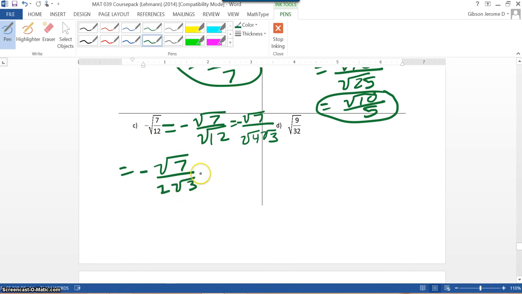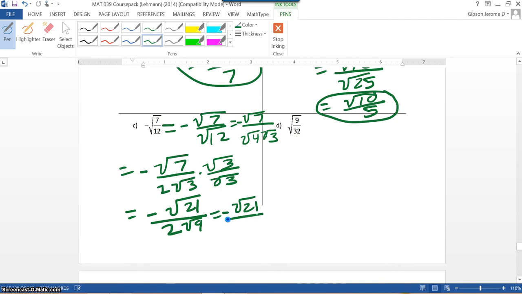Now we have to get rid of this square root of 3. So we multiply our numerator and denominator by the square root of 3 because 3 is prime. So this would be negative square root of 21 over 2. Now the square root of 3 times the square root of 3, we know it's the square root of 9. So now we will have the negative square root of 21 all over 2 times the square root of 9, which is 3. And we know that 2 times 3 is 6. So it would be a negative square root 21 over 6.